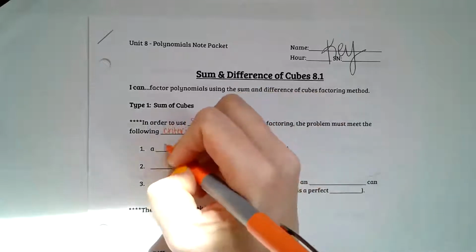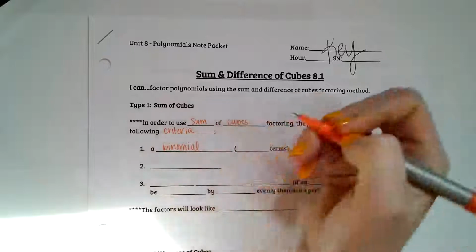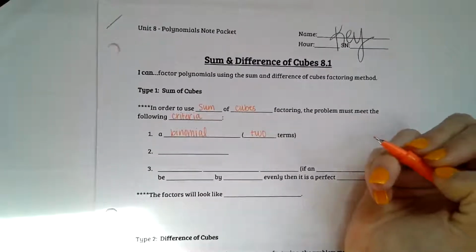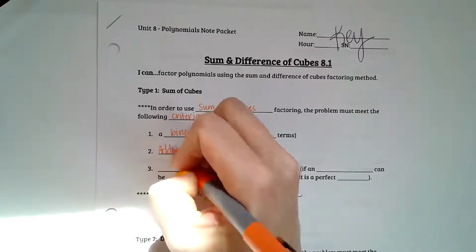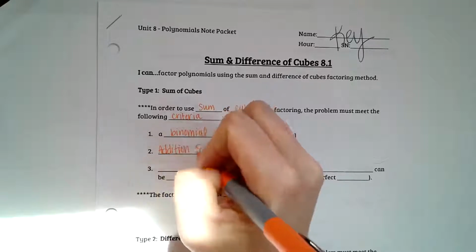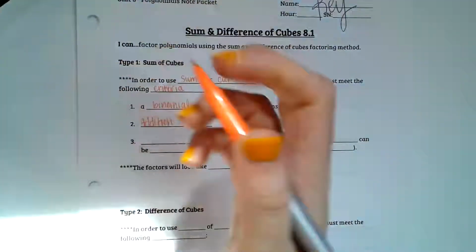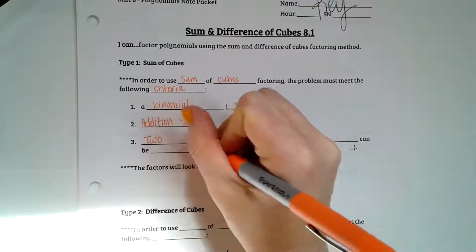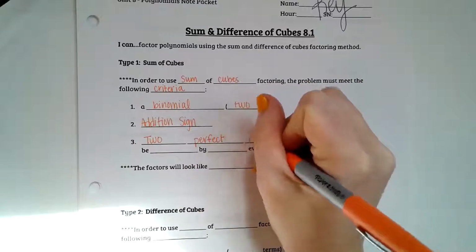So it needs to be a binomial, which remember that's having 2 terms. It needs to have an addition sign. And it needs to have 2 perfect cubes.